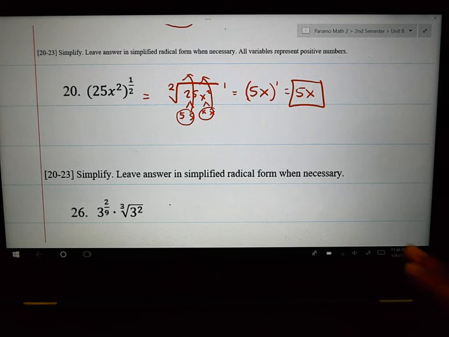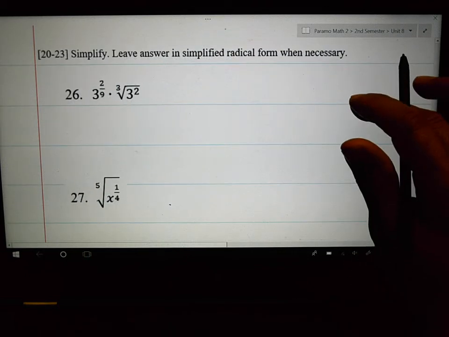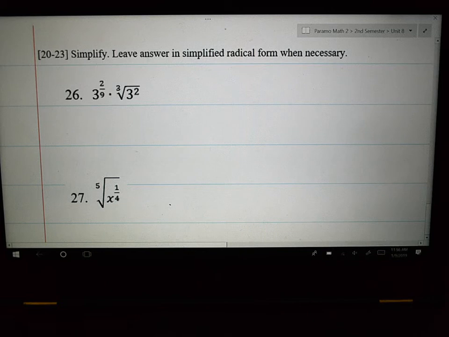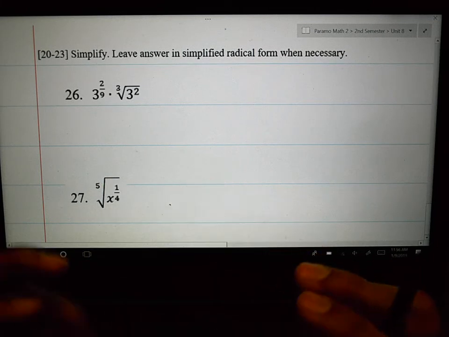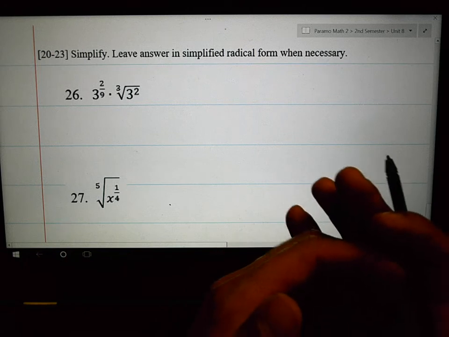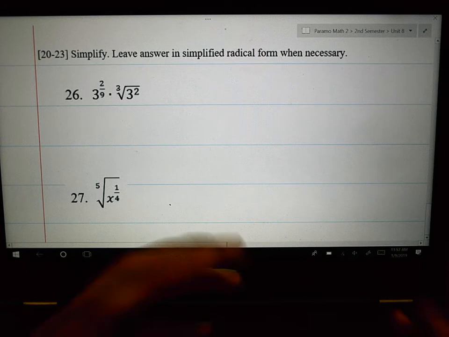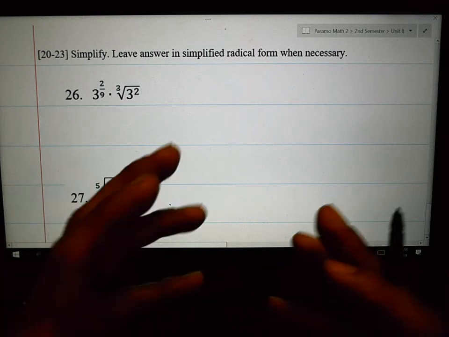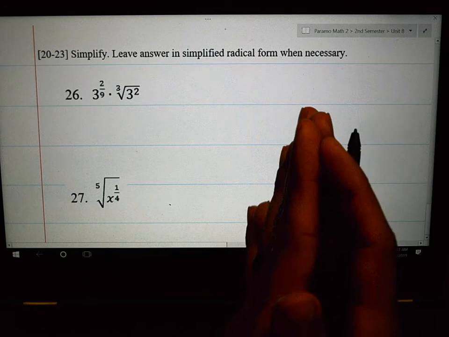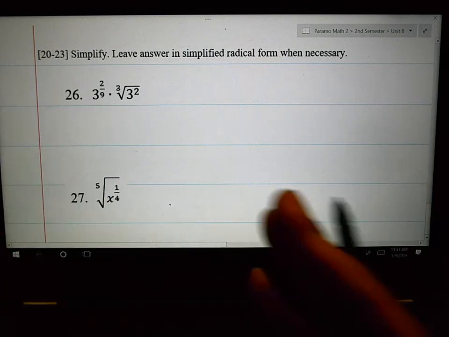The last 2 examples that I have for you are 26 and 27. What they're going to do at the end of this worksheet is they are going to really see, do you know how to combine 8.2 and 8.1 together? It says simplify. When we simplify, we're going to have to use the rules that we have for this section and combine them with the rules we had for the previous section.